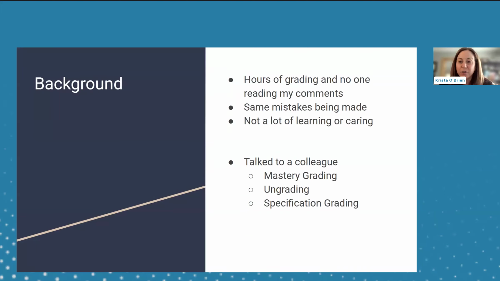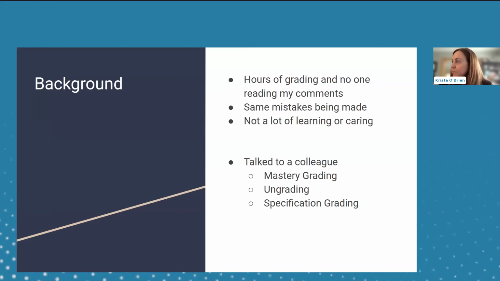So I was spending hours grading, writing all these comments, and they were not reading my comments. I felt like if they read my comments, they would apply those comments to their next piece of writing, which was never the case. The same mistakes were being made. There was not a lot of learning going on, I felt, and students didn't care because they just wanted to see their grade.